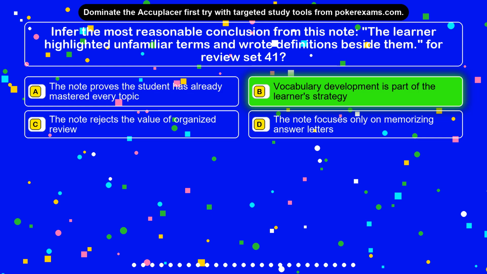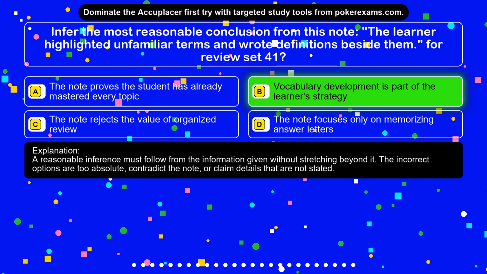The correct answer is option B. Vocabulary development is part of the learner's strategy. A reasonable inference must follow from the information given without stretching beyond it. The incorrect options are too absolute, contradict the note, or claim details that are not stated.